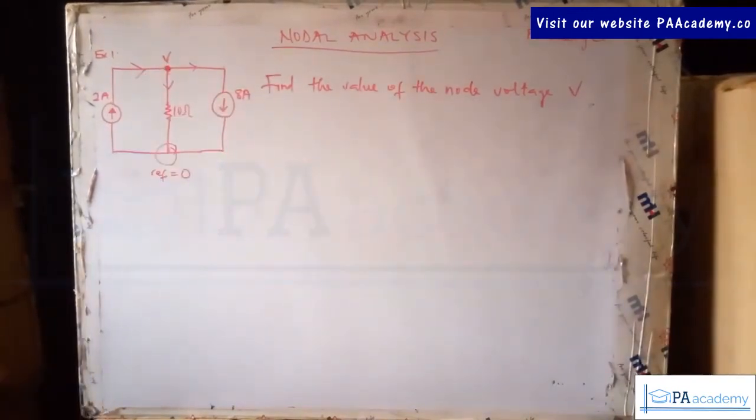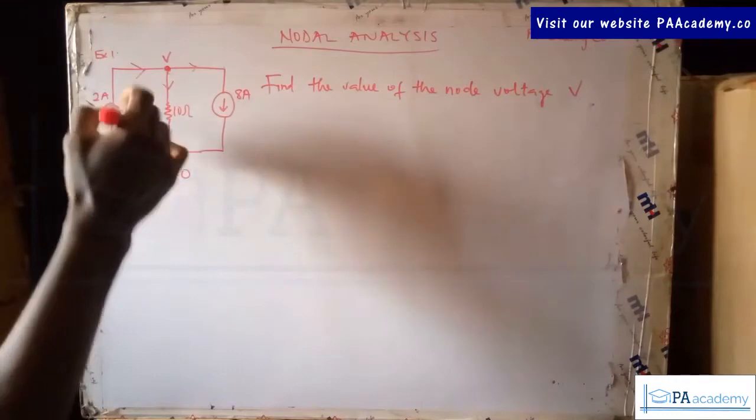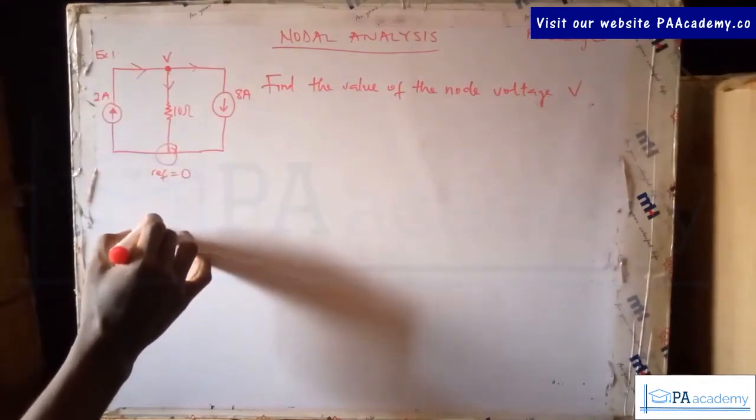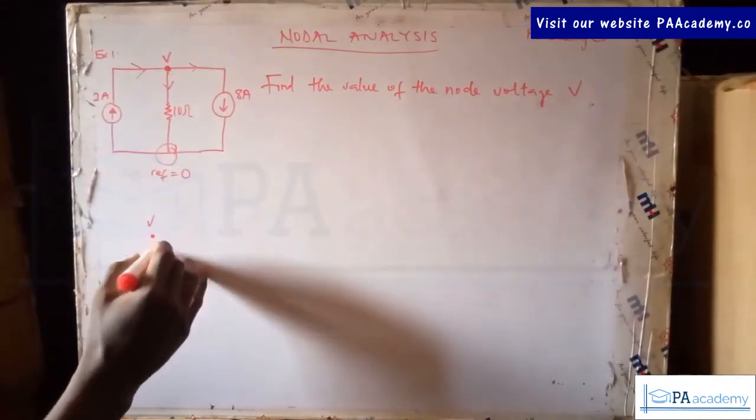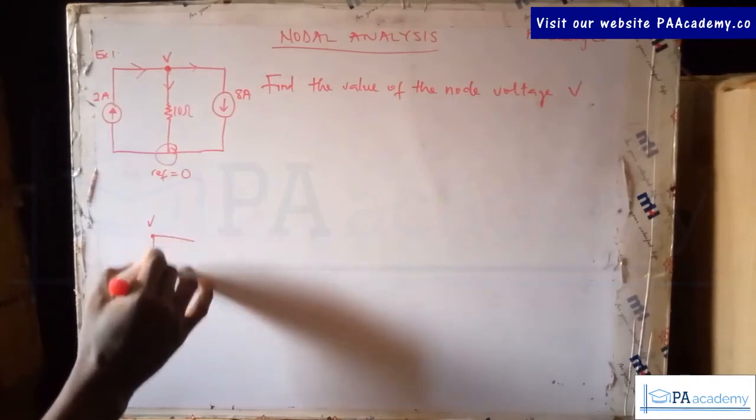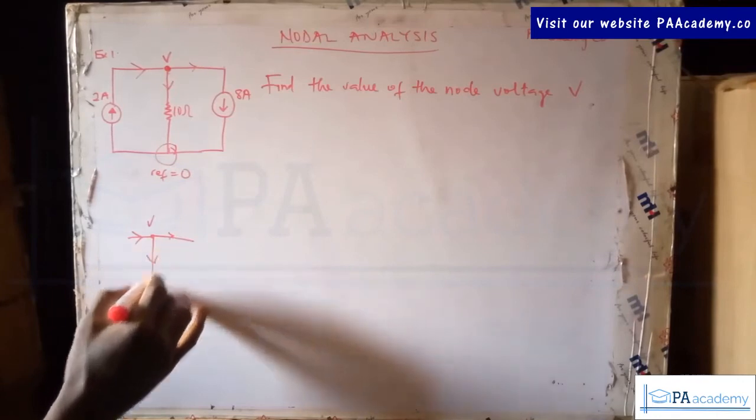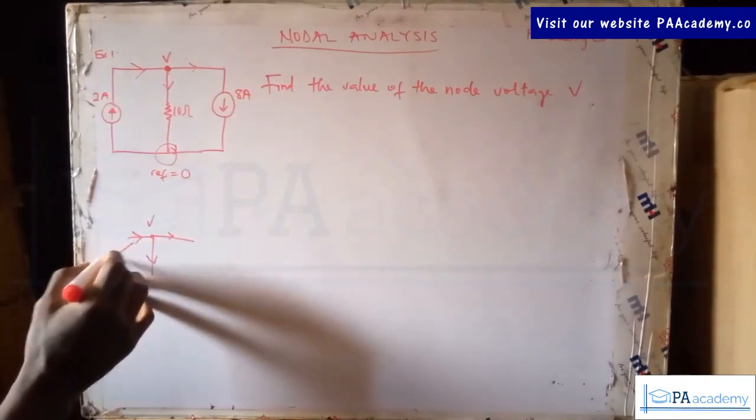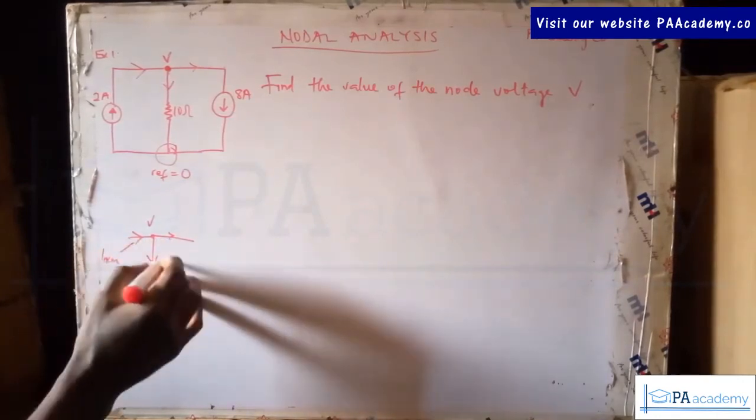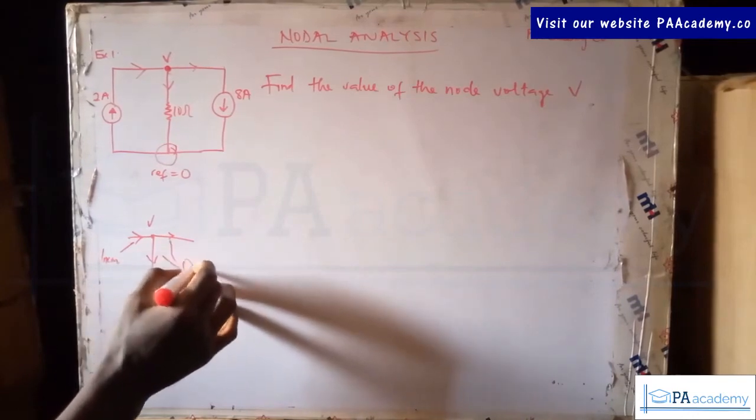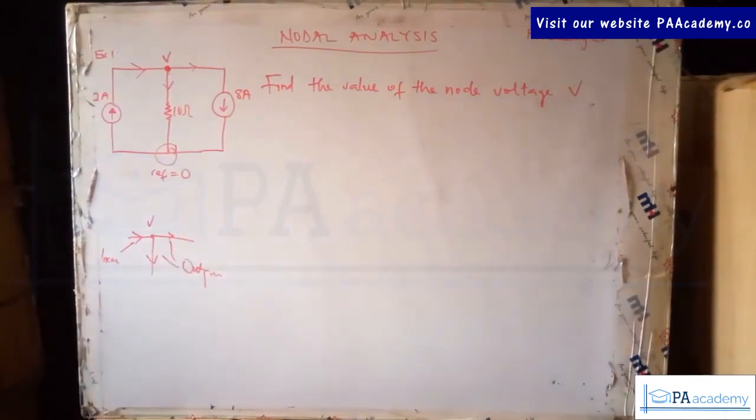Exactly. So you can pick a random direction. Once that is done, on this node V we have one incoming current, this one, and these two are outgoing currents. So you have to note that.